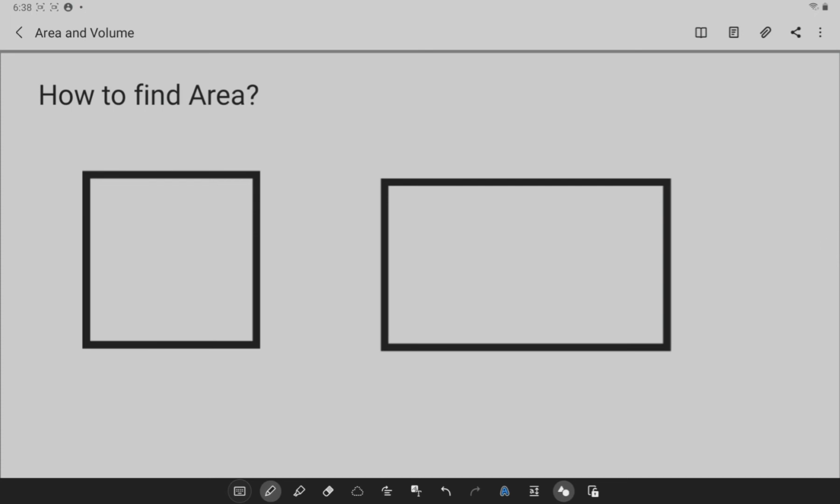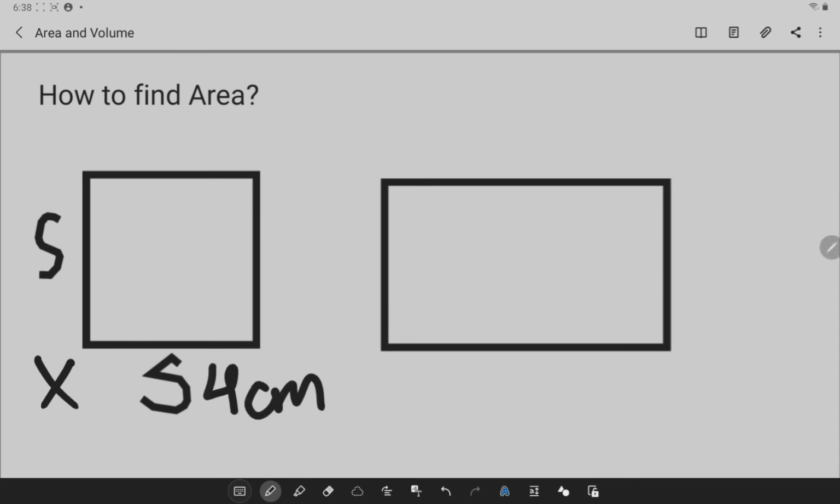Well, for a square, all you need to do is multiply two sides. What I mean by that is, if you multiply these two sides, you will get the area of the square. So for one side, I'm just going to give it, for example, 4 centimeters. I'm giving the units. So 4 into 4 is 16. So the area of the square will be 16 square centimeters.